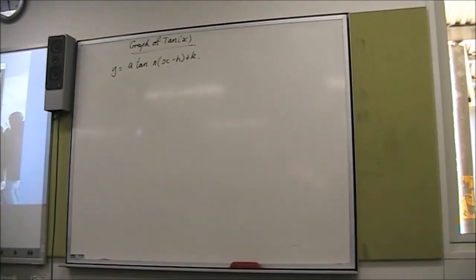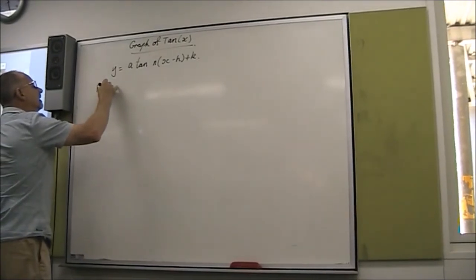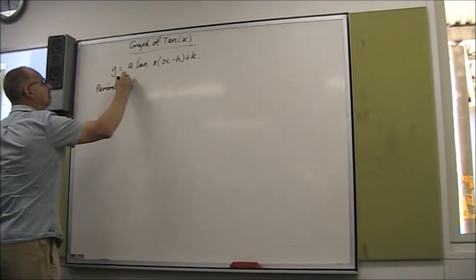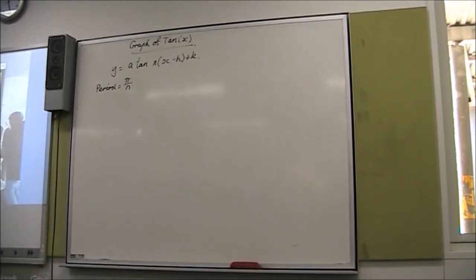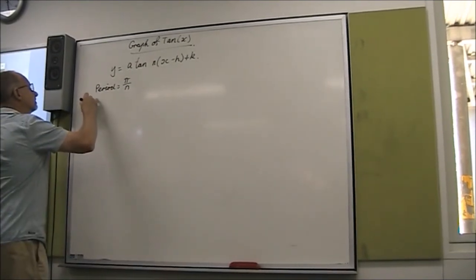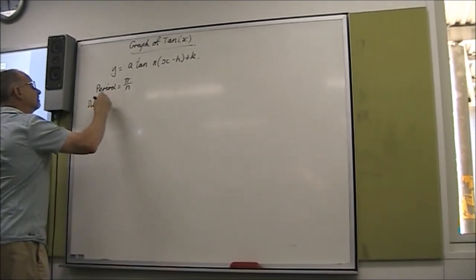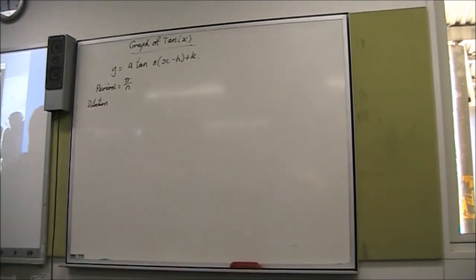Alright, similar form, but it's tan instead of sine and cos. So our period, here's where the difference is. Tan repeats itself every pi. So the period's pi on n rather than 2 pi on n for sine and cos. It's pi on n.